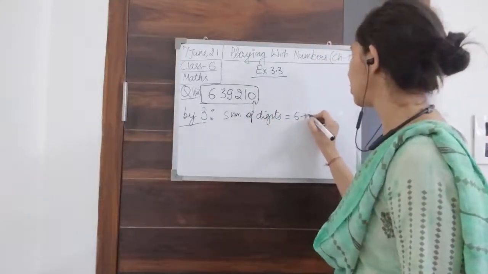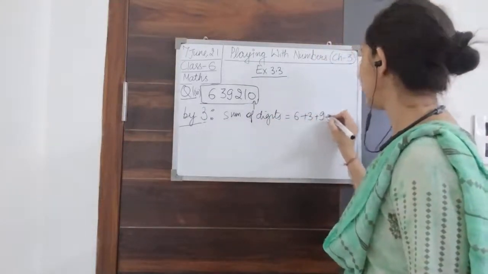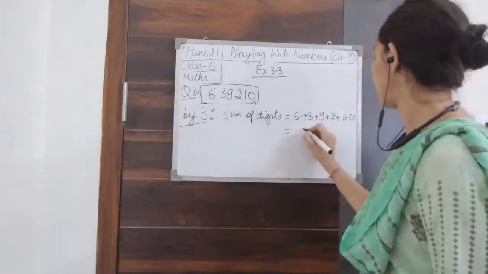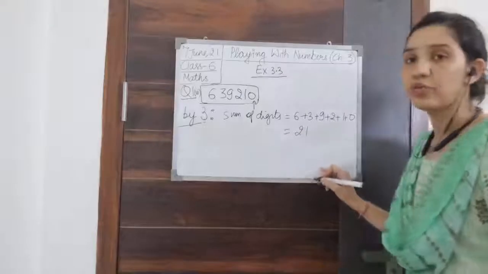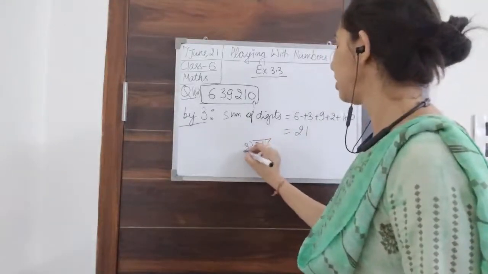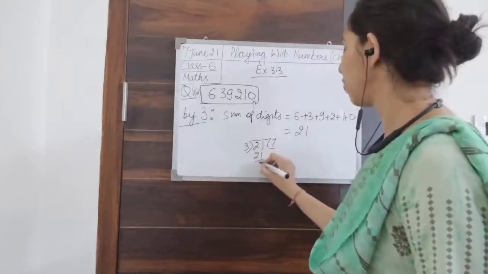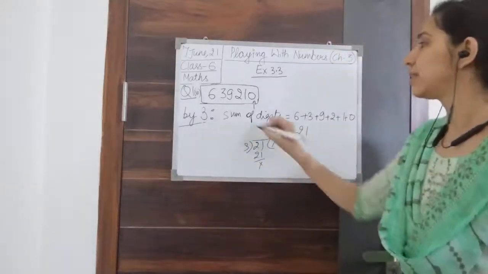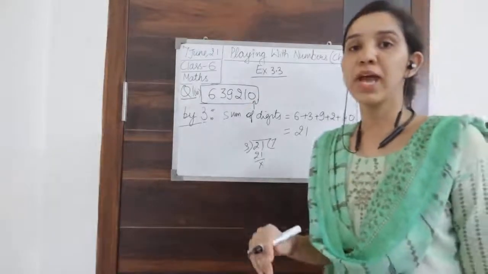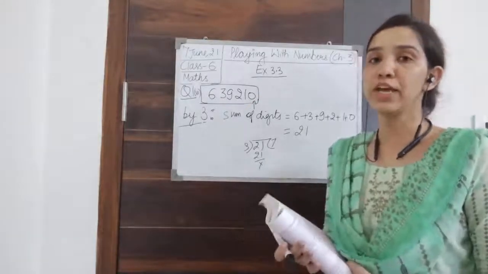It will be 6 plus 3 plus 9 plus 2 plus 1 plus 0. It will be 21. As 21 is divisible by 3, because it comes in the table of 3, it means this number is also divisible by 3. Next we have to check divisibility by 4.